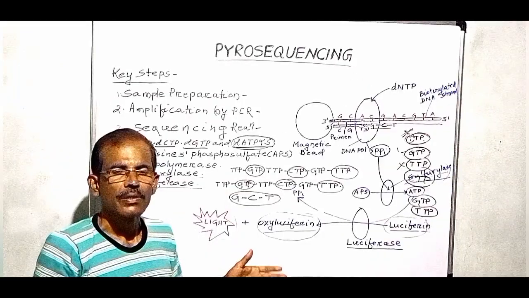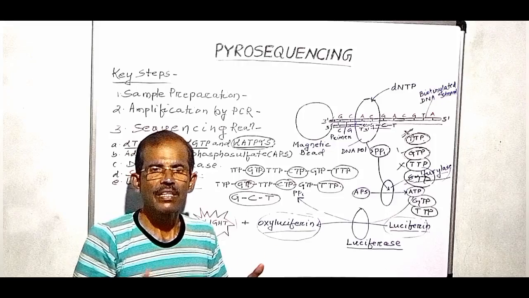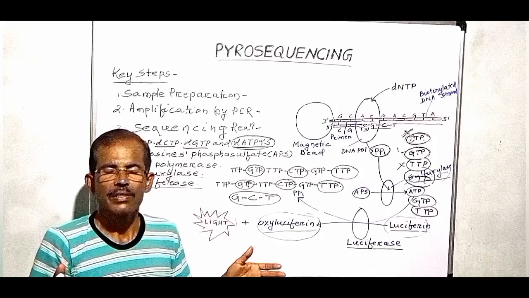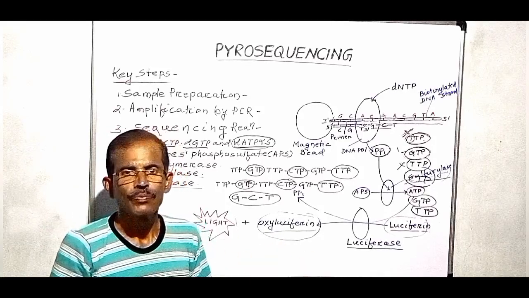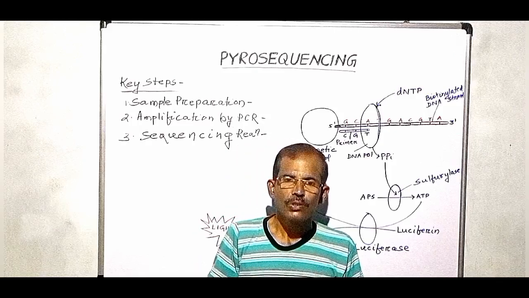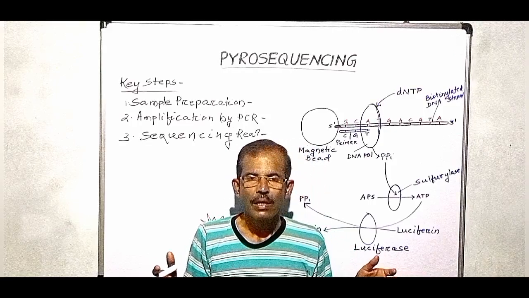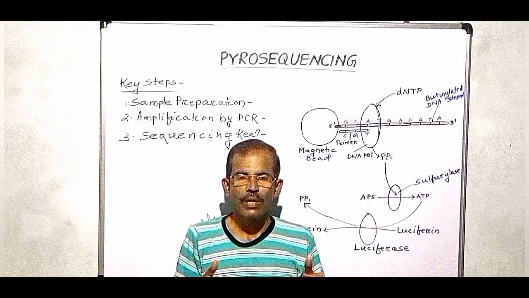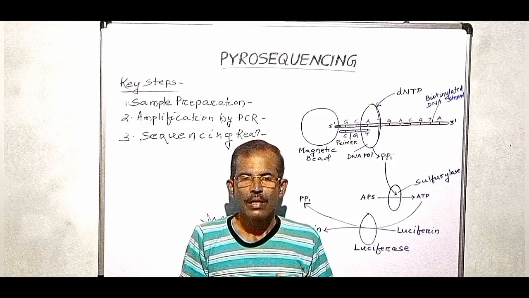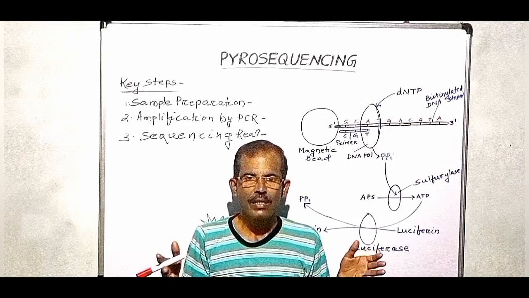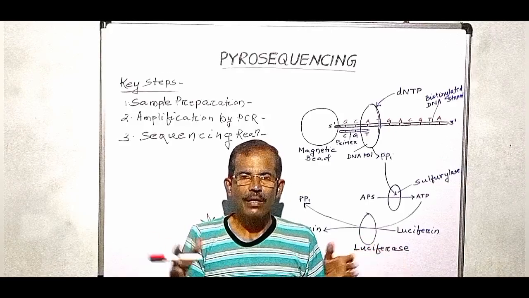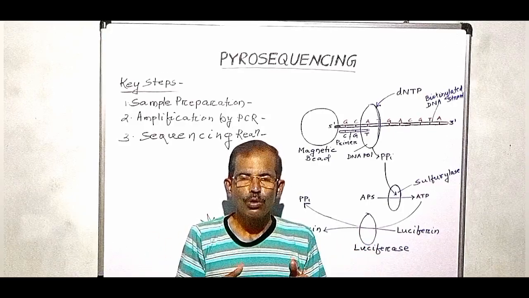Third step is the sequencing reaction. It begins with the incorporation of different deoxynucleotides in a predetermined order. There are two types of pyrosequencing. First one is solid phase pyrosequencing and second one is liquid phase pyrosequencing. In solid phase pyrosequencing, DNA templates are immobilized on a solid support such as streptavidin coated magnetic beads or porosilica beads.